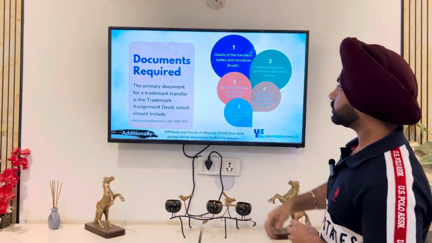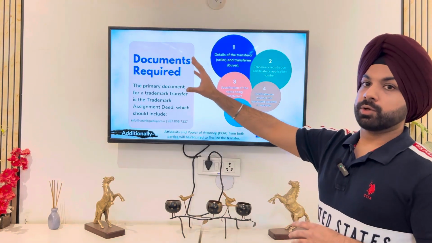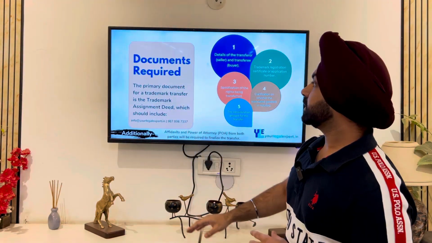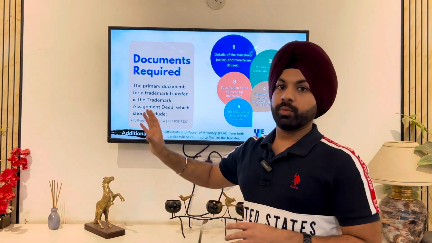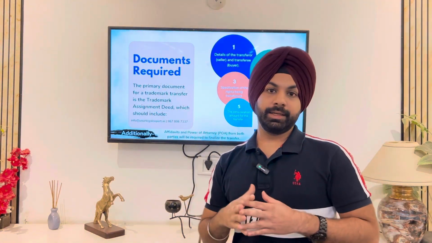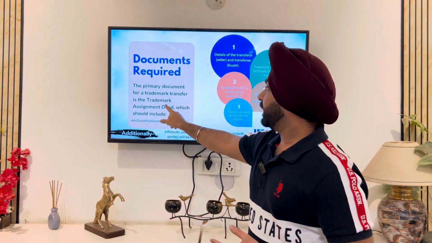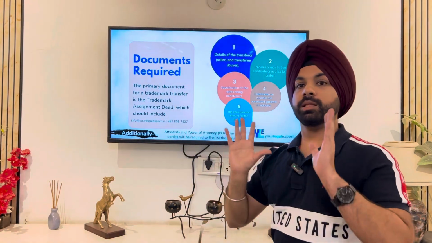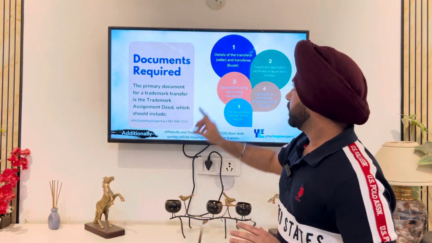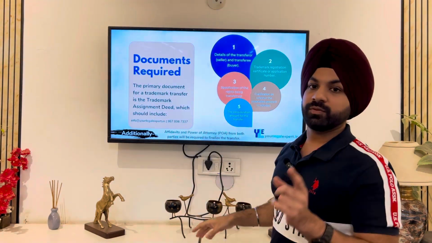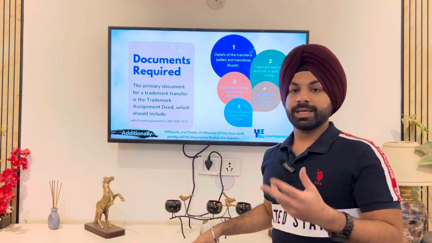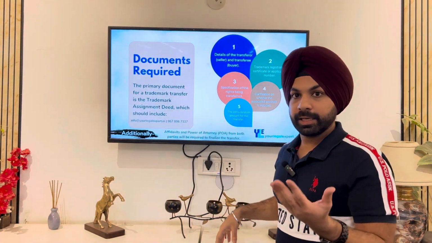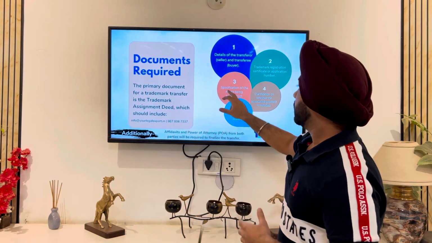Moving further, what are the documents required? So introduction is clear, law is clear, forms are clear. Now what documents are required? The primary document is the assignment deed in a transfer case. You have to make an assignment deed which should include 5 major points, and there are other points you can include as well. The first major point is details of the transferor and the transferee, the seller and the buyer. The next is the trademark registration certificate or the application number, details about it.